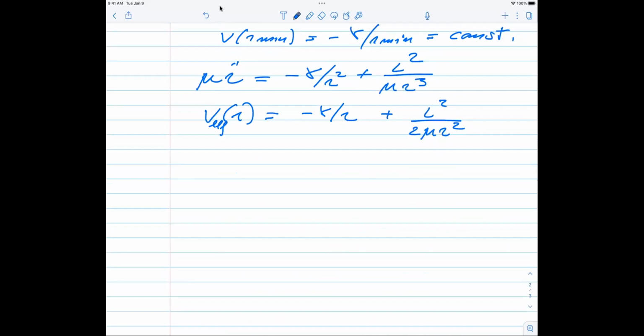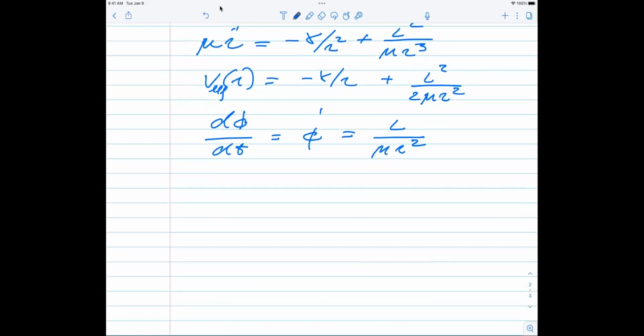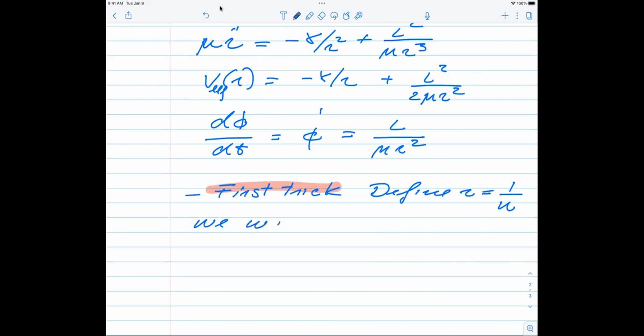We have an additional equation which we need to use, which is d phi dt, which is phi prime, and this is L divided by mu R squared. And mu is the reduced mass. So trick number 1, this is the first trick, and you will often see this kind of trick in the solution of this type of equation. And in this case, we are going to define R equal to 1 over a variable u. And what we want now, and you will find this convenient because it's going to give us a simple equation to solve.